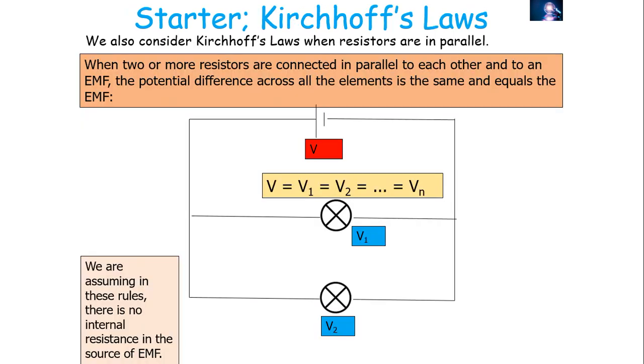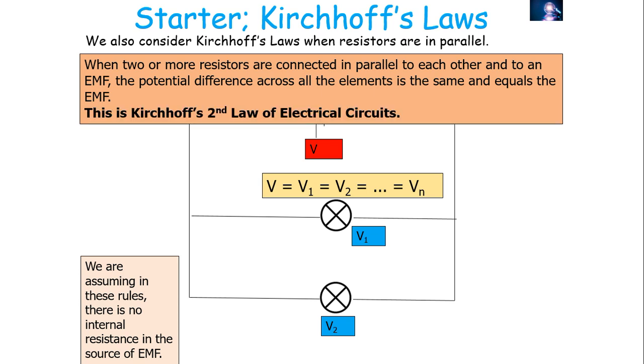Now, let's consider Kirchhoff's laws when our resistors are no longer in series, but they're in parallel. Now we said that if 2 or more resistors are connected in parallel, the potential difference across each one is the same as they're in their separate systems. They're in their separate loops. So V equals V1, which equals V2, which equals Vn. That's Kirchhoff's second law in action again.